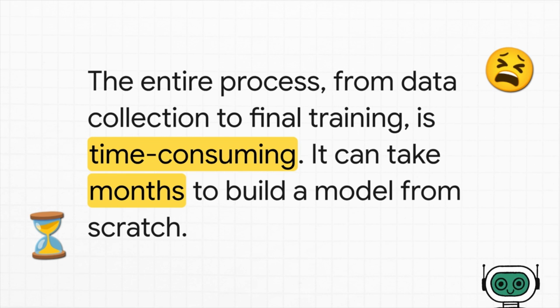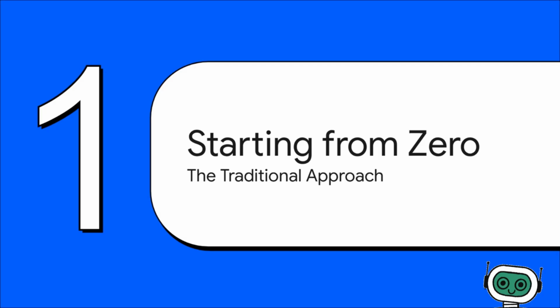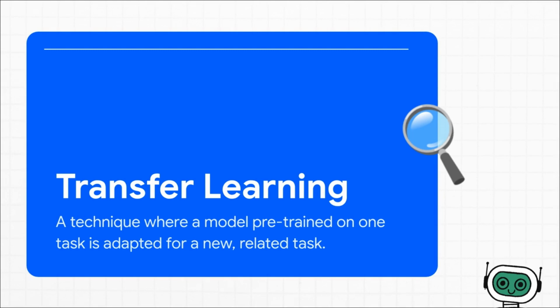But what if you didn't have to start from scratch? The traditional way forces a model to learn absolutely everything on its own, from the simplest of patterns to the most complex ideas. We're going to talk about a much smarter approach. And that approach is called transfer learning. The core idea is incredibly simple. Instead of building a model from the ground up, you take a model that's already been trained on a huge general dataset and you adapt its knowledge to your new specific problem.